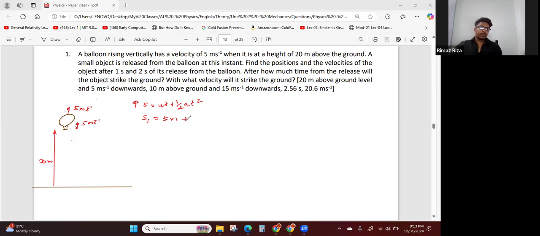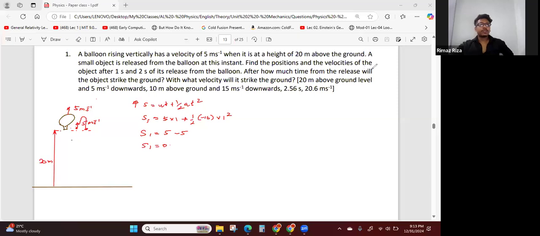So I'm taking upward as positive, plus half into acceleration is minus 10, because gravitational acceleration is downward. I'm using the equation s equals ut plus half at squared, with t equal to 1. Therefore, S1 is equal to 5 minus 5, so S1 is equal to 0, which means after 1 second it goes up and comes back to the same height.